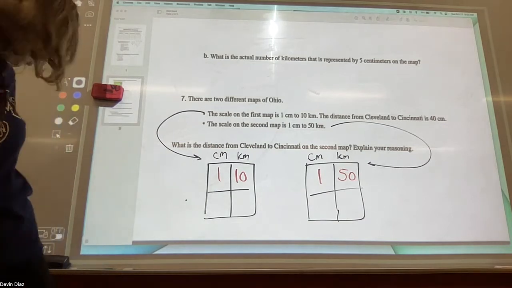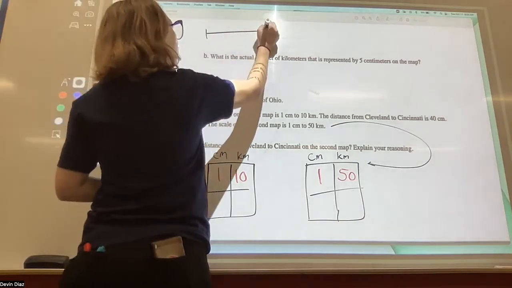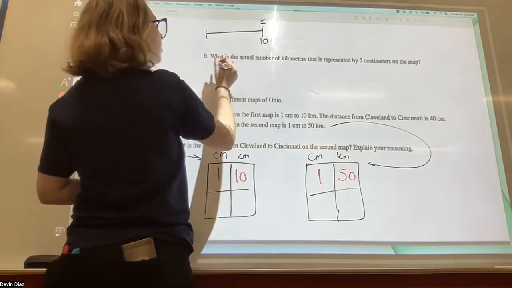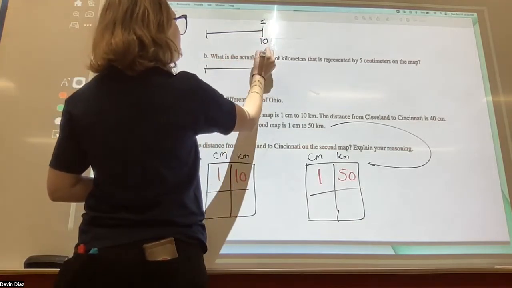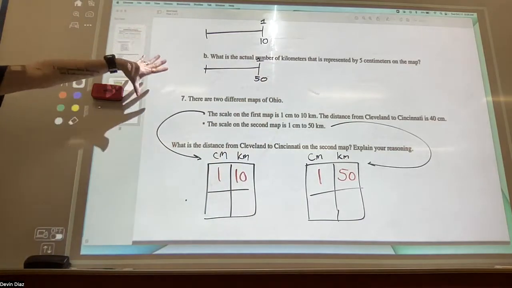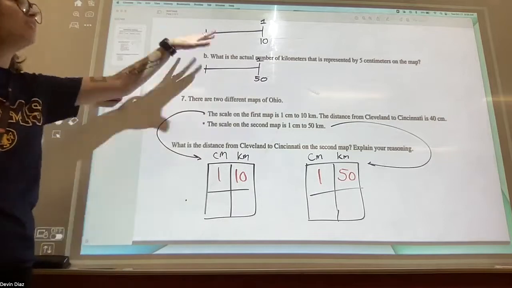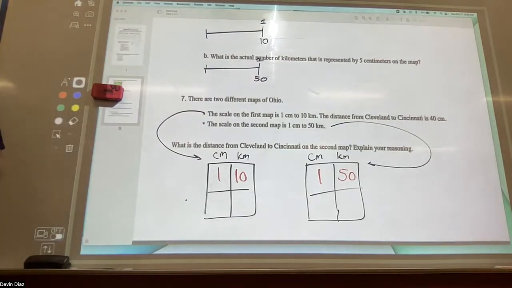I'm gonna give us an example. So here is a length that I'm gonna do. This is gonna be a 1 to 10. I've got the same length here, but this one's a 1 to 50. Do we understand how I've got the same length for both of them, but this one represents 10 and that one represents 50? Obviously, that's not really 1 centimeter, but if I wanted to draw 1 centimeter, you guys wouldn't even be able to see it.